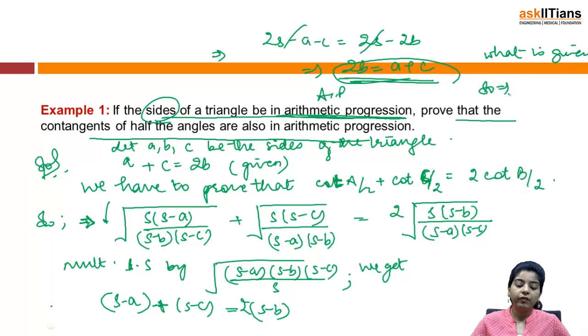So this implies, since we have used the given condition when we proceeded from what we had to prove, that means we have proved that cotangents of half the angles are also in arithmetic progression.